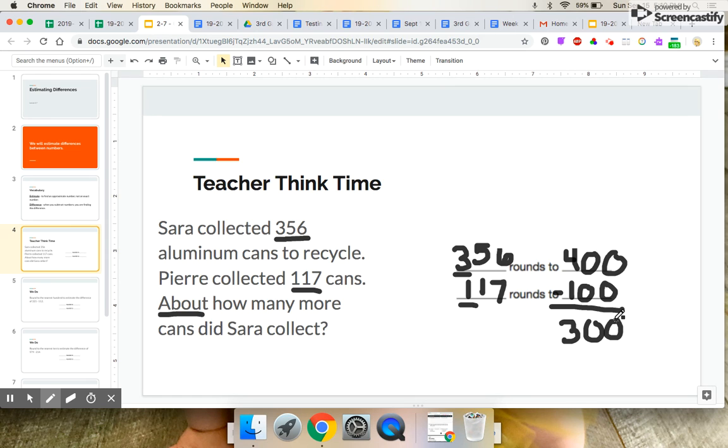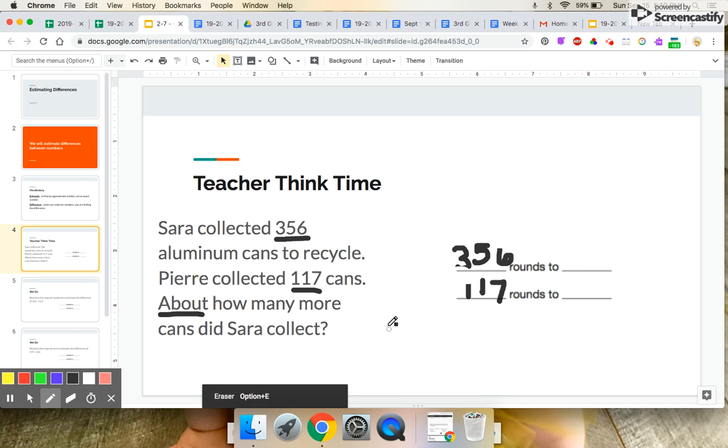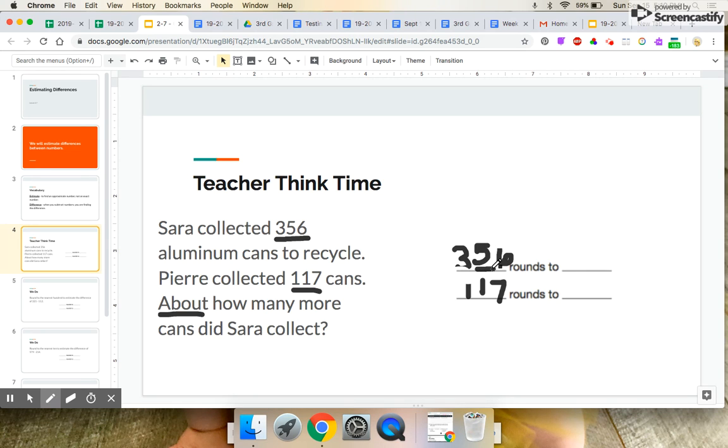If I wanted to get even more accurate, I could round to the tens place. I can keep those numbers, but if I want a little bit more accuracy, I can go farther down along the place value, and round to the tens place instead. In this case, 356 becomes 360 because the 6 makes me round the tens place up. Then if I'm rounding 117 to the tens place, the 7 makes me round up. So it would be 120.